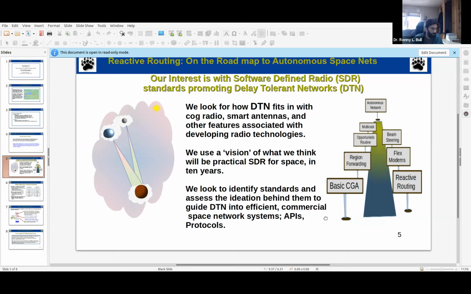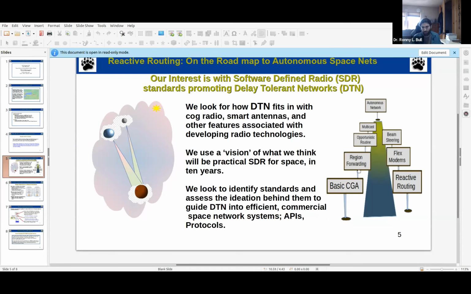So while we're waiting for him, we developed a roadmap or a vision of how we think that SDR in space should be in the next 10 years. We're looking at software-defined radios and how these are going to develop over the next 10 years. We laid out a vision of how we think we should be able to move forward into autonomous networking within DTN networks. So we have basic contact graph routing here at the start of our roadmap. Currently, we're here trying to integrate reactive routing. And then after that, we're seeing region forwarding.